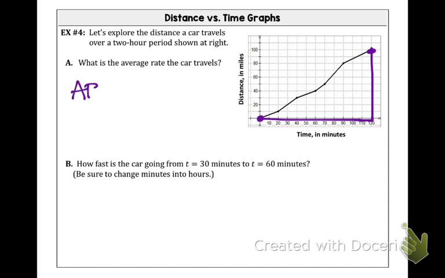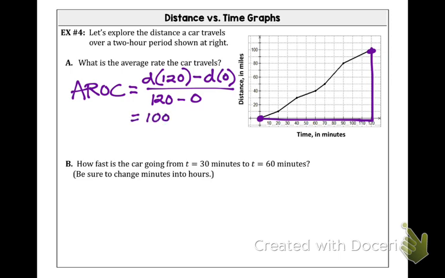So average rate of change is equal to, let's do large number first. Our distance evaluated at 120 minutes minus our distance evaluated at 0 minutes divided by 120 minutes minus 0 minutes. Our distance at 120 looks like it's over there at 100. Our distance at 0 is 0. So 100 divided by 120, what is that, 5/6?